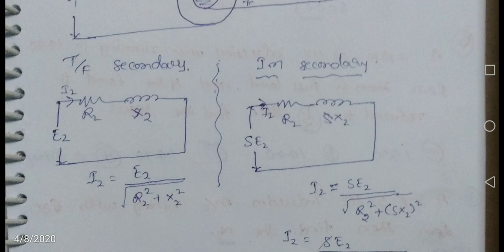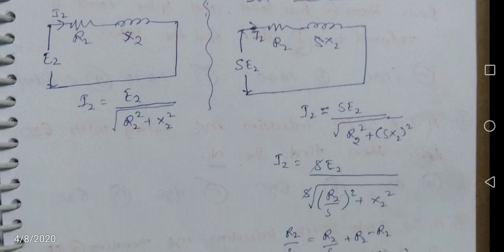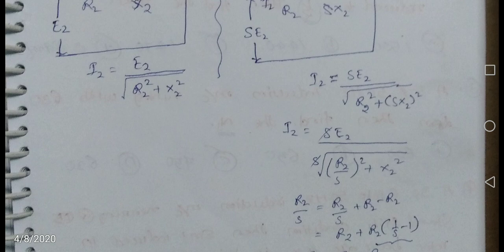The extra term in the induction machine is S, because the slip varies from 0 to 1. So in the induction machine, the I2 current is a variable current. In the transformer, there is no slip, so the I2 current varies according to the loads. So in the induction machine, I2 is equal to SE2 by under root R2 square plus SX2 square.